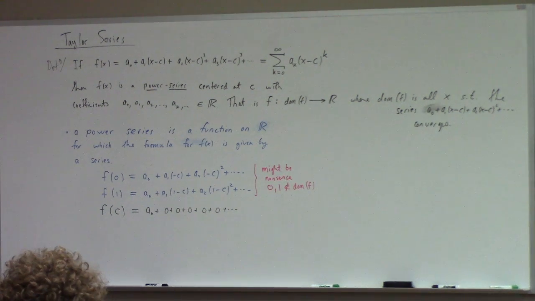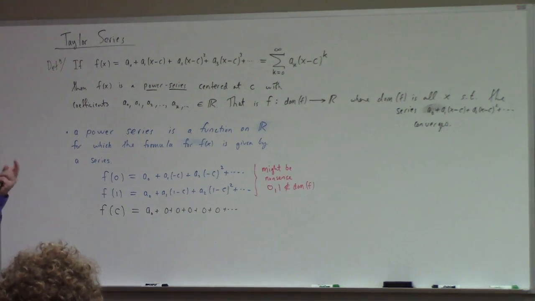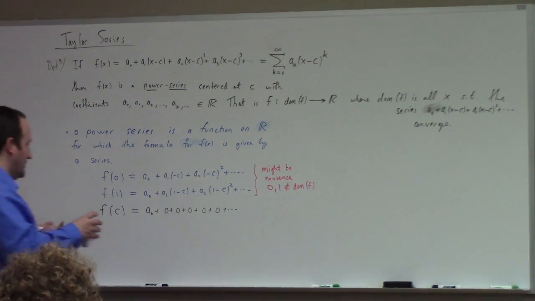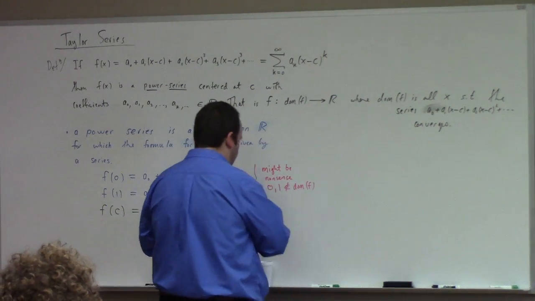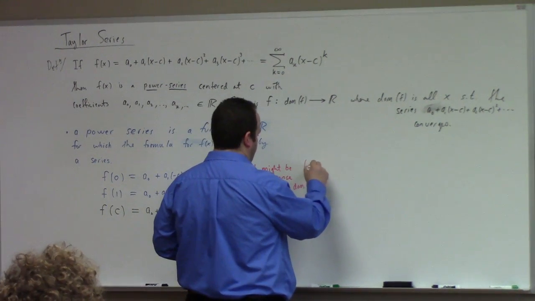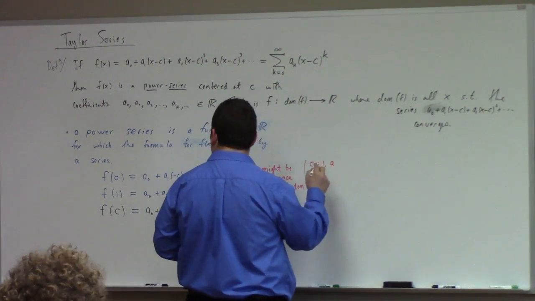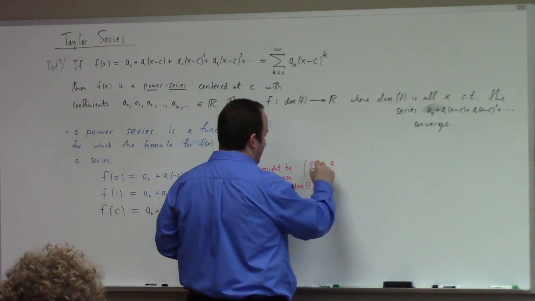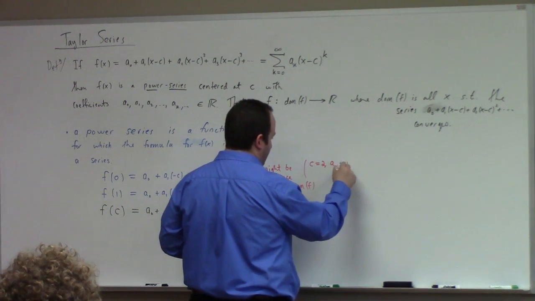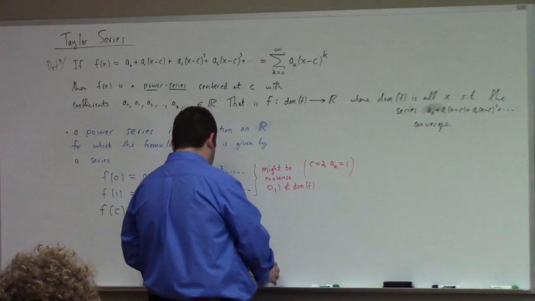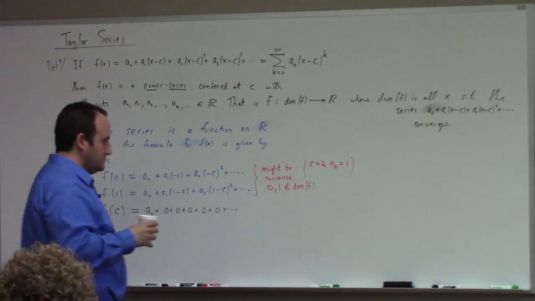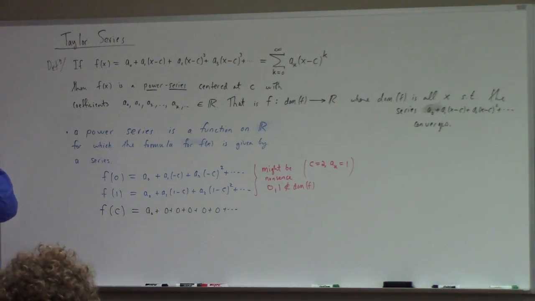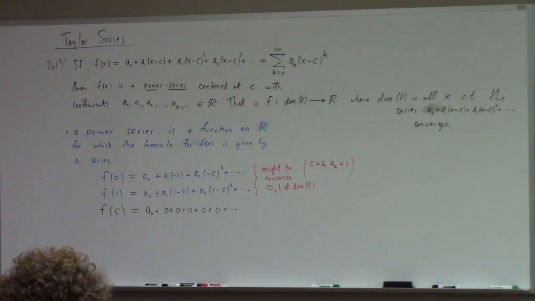Sorry. Suppose c is equal to 1, for the sake of discussion. Think about c equals 1 and a sub k equals 1. Oh, c equals 1 is a bad choice. C equals 2, and a sub k equals 1 would do it. That would make both of those diverge. So neither 0 nor 1 would be in the domain of that power series.